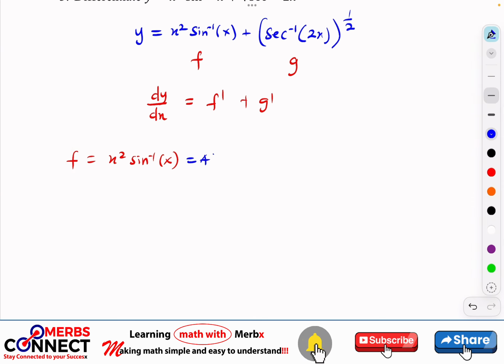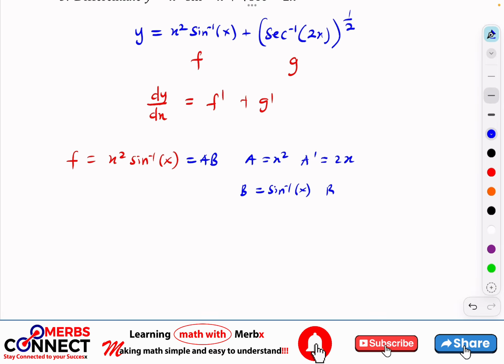So this is AB. Now my A is equal to x squared. A prime will be equal to 2x, right? Great. And my B is equal to sine inverse of x. So my B prime, remember that this is sine inverse. So remember the formula, 1 divided by square root of 1 minus x squared. Great. You said it right.